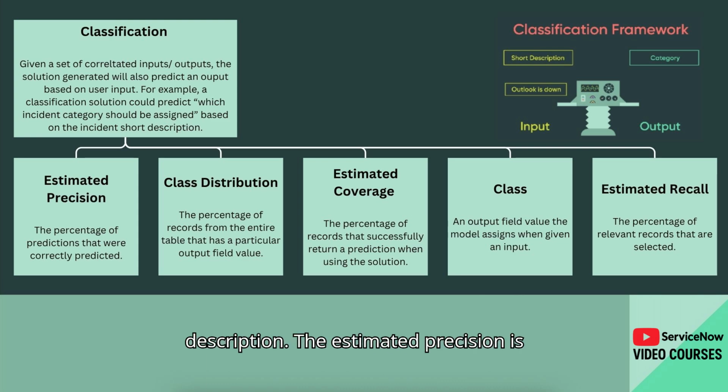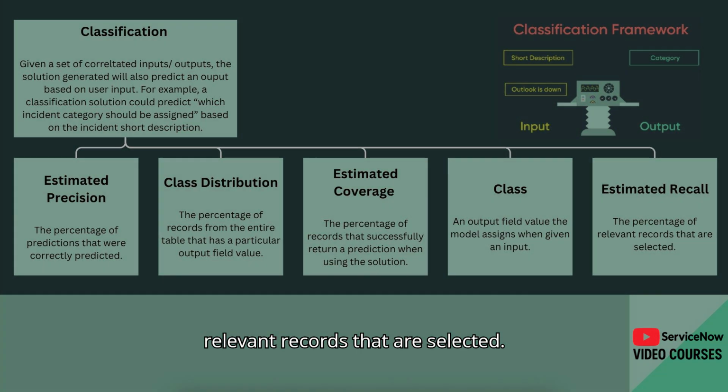The estimated precision is the percentage of predictions that were correctly predicted. The class distribution is the percentage of records from the entire table that has a particular output field value. The estimated coverage is the percentage of records that successfully return a prediction when using the solution. A class is the output field value the model assigns when given an input. The estimated recall is the percentage of relevant records that are selected.